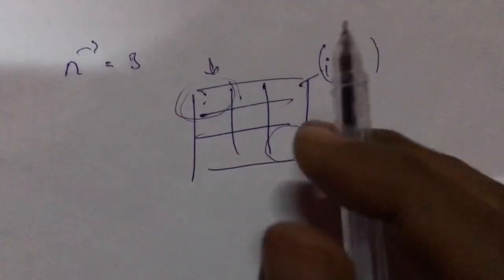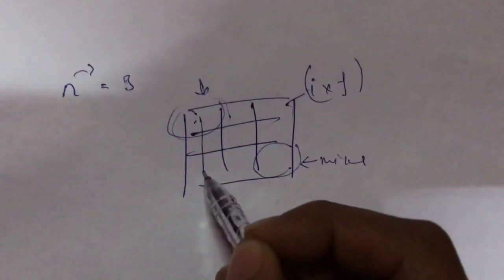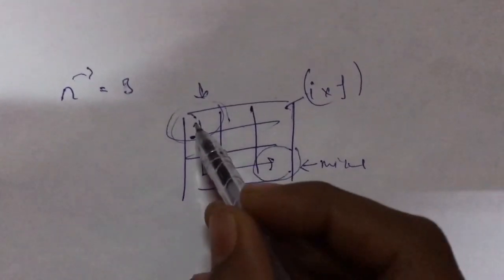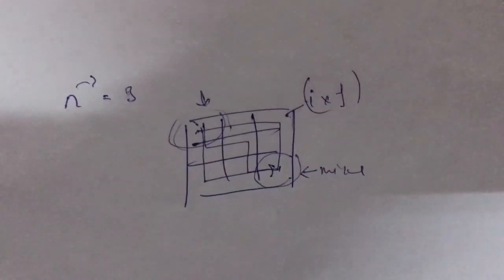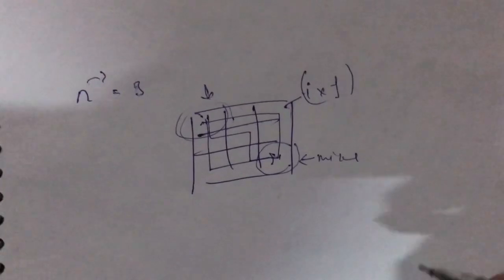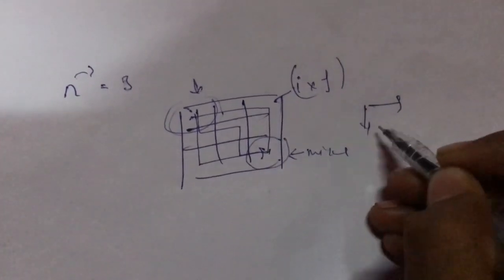In this question you can see that Eleven has many ways to reach Mike. Let's suppose she can go through this path and reach Mike, or she can go from this path and reach Mike, or she can take this zigzag path. And one more thing is that Eleven can only move right or down.